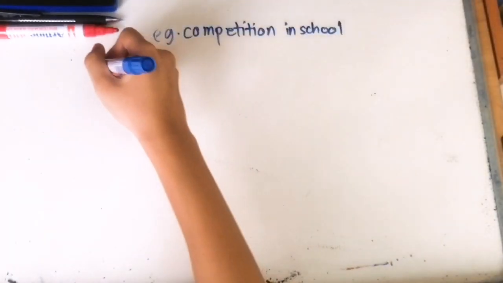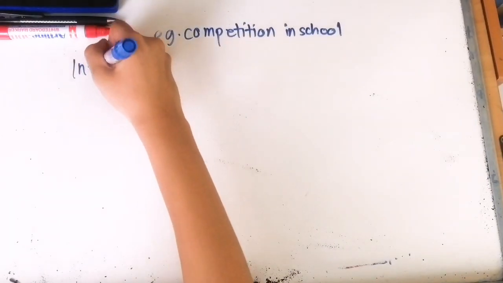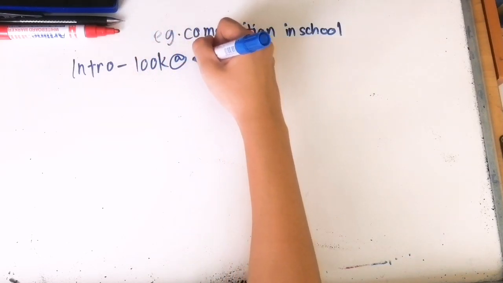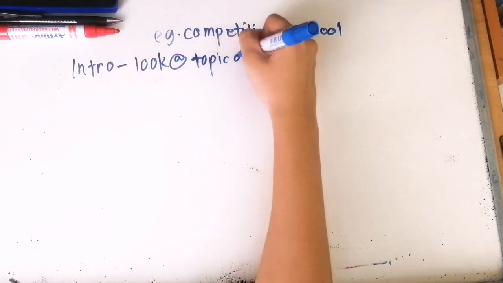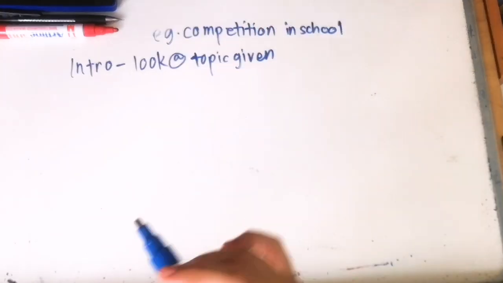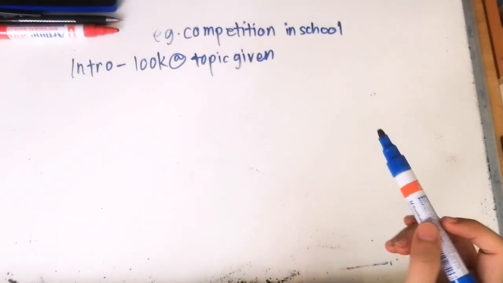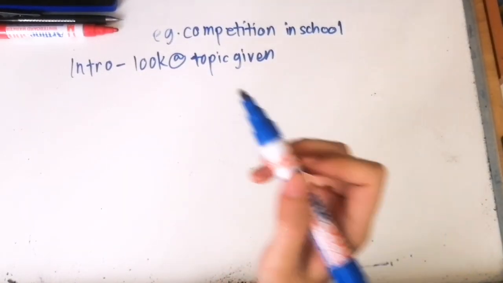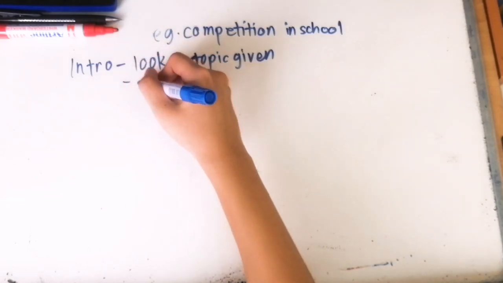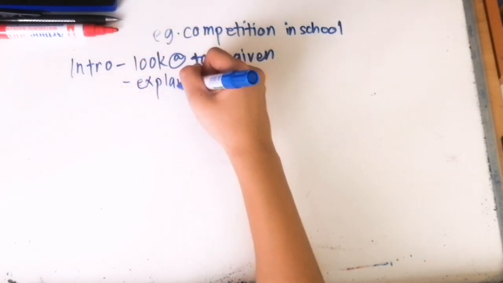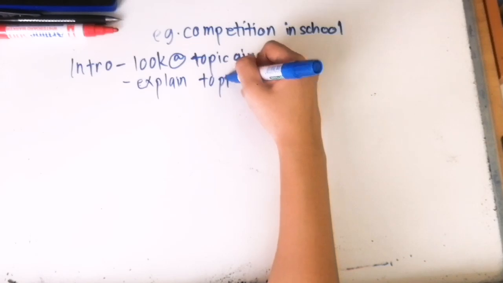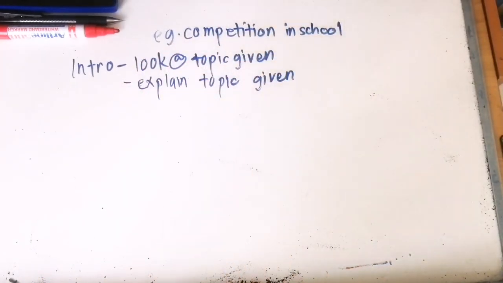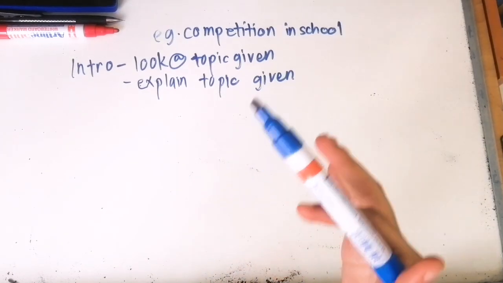And first of all, we'll plan out the intro first. In the intro, you will have to look at the topic given. Read properly word to word and make sure that you understand each word and how you actually want to write this essay. Next, you have to explain the topic given. So be careful not to go into any sort of your points in the intro. You cannot mention any of your points in the intro yet.